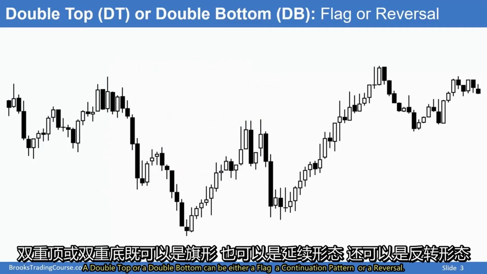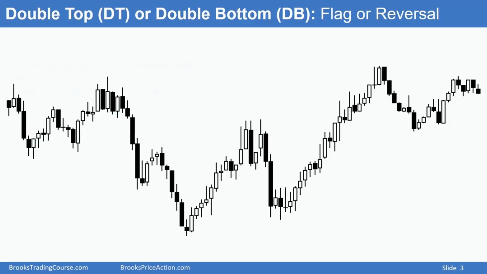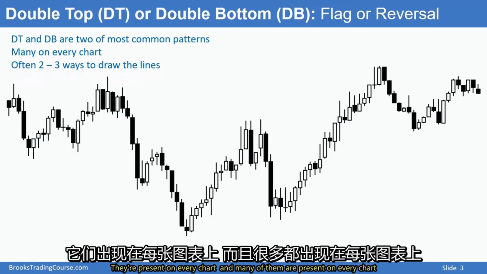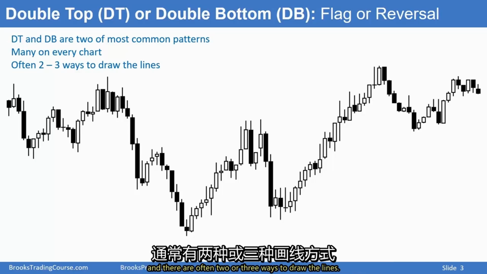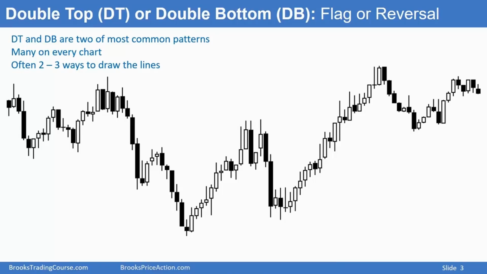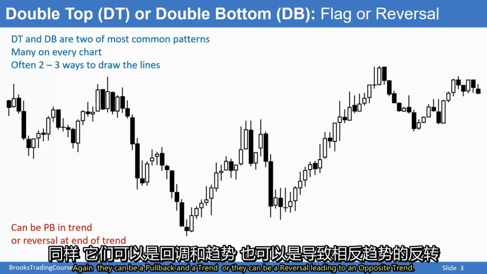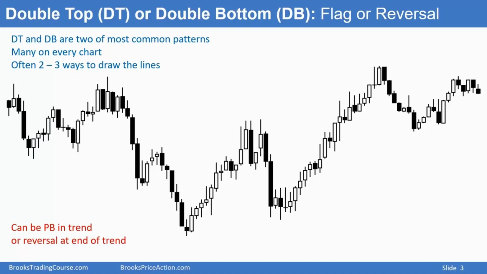A double top or a double bottom can be either a flag, a continuation pattern, or a reversal. Many of them are present on every chart, and there are often 2 or 3 ways to draw the lines. Again, they can be a pullback in a trend, or they can be a reversal leading to an opposite trend.